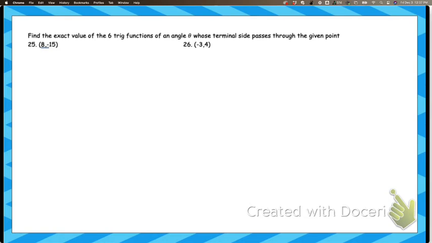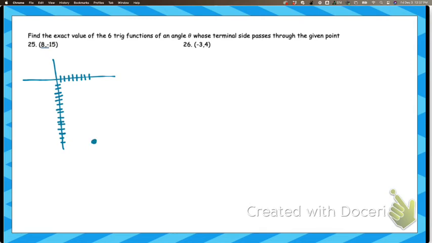All right, so the next two is when we kind of started combining the trig a little bit. This is a little bit more trig and a little bit less degrees. So remember, these are kind of the hard ones to draw the picture for. So what we're going to do is we're going to start by plotting that point. So I'm going to go to 8, negative 15. And I'm going to make that point there.